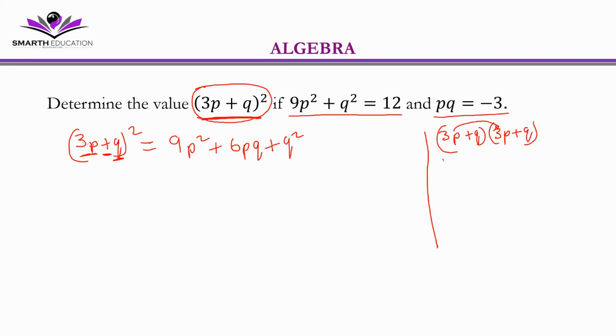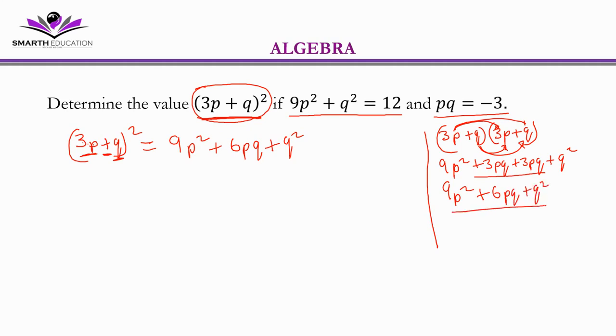3p times 3p, that is 9p², and 3p times q, that is plus 3pq. Then q times 3p, that is plus 3pq. Then q times q, that is plus q². Then we have 9p², then 3pq plus 3pq, that is plus 6pq, then plus q². Okay, so we're getting the same thing as this.